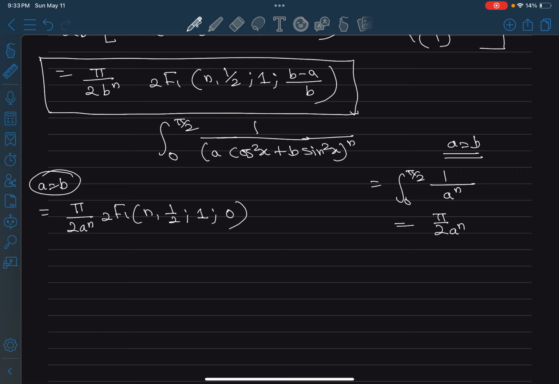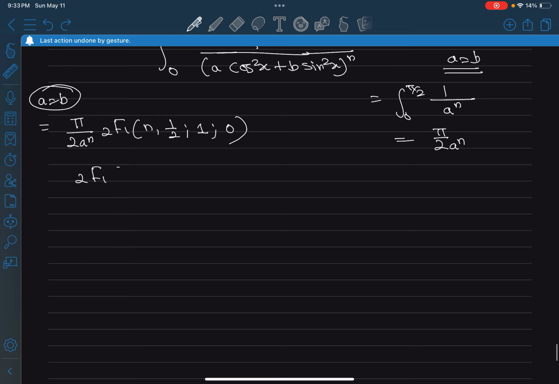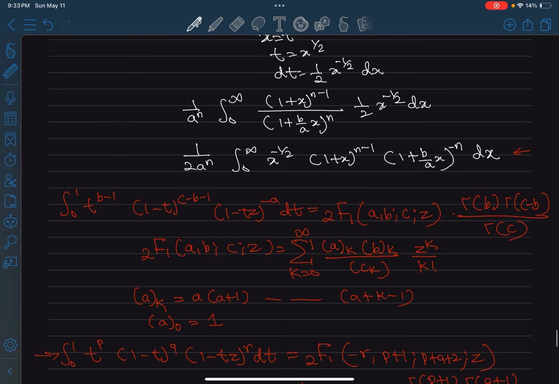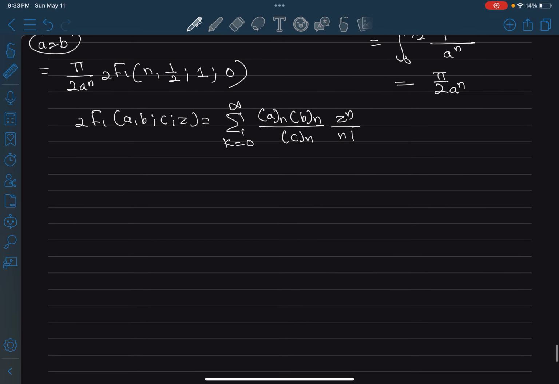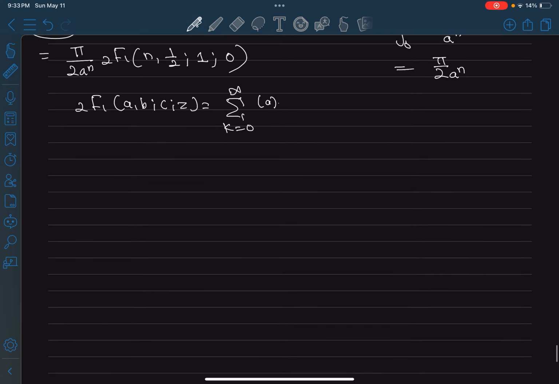So we have this. Now we know that our hypergeometric function for a, b, c, z is defined as the sum from k equals 0 to infinity of (a sub k)(b sub k) by (c sub k), z to the power k by k factorial, right? Yeah, sorry, I should have said k, not n. That's the sum, right?